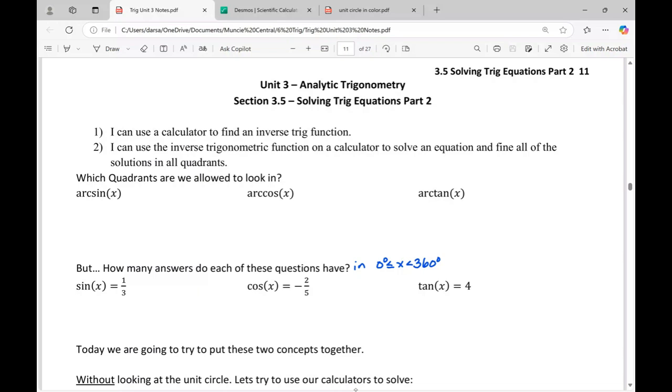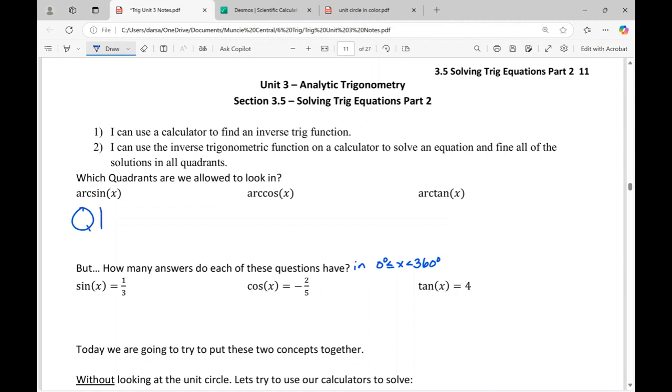We're now going to explore how to use a calculator to solve trigonometric equations that are not on the unit circle. So let's review one more time. If you are using arcsine, arccosine, or arctangent, or sine inverse, cosine inverse, or tangent inverse, what quadrants will you get answers from if you use your calculator?